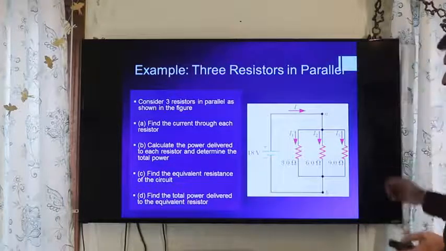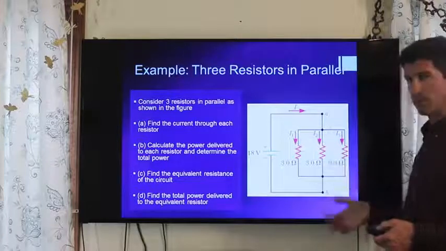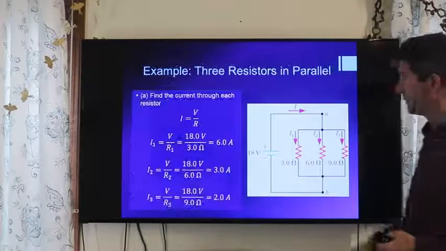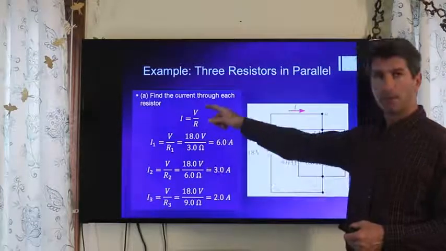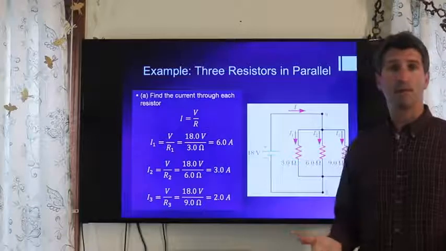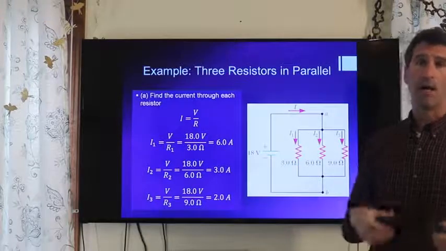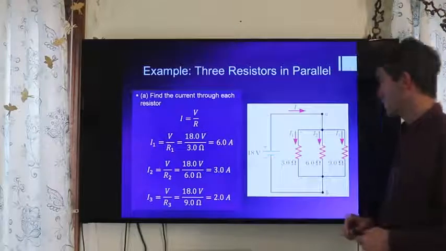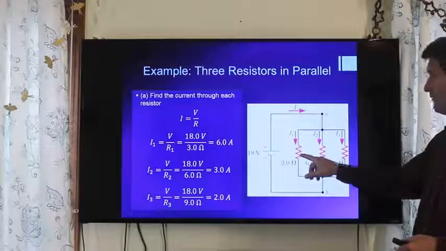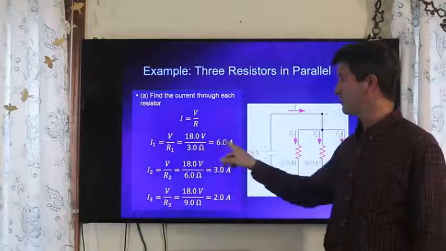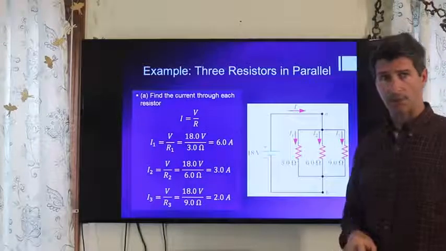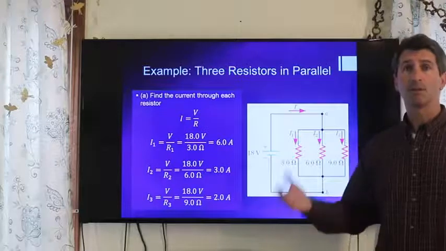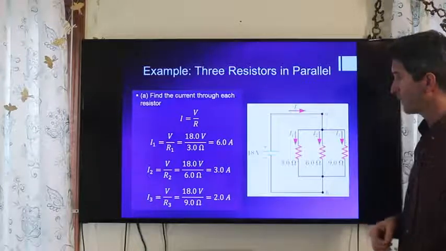So again, what do we have? 18 volts across every resistor. I want to find out what the current is. The current is equal to voltage divided by resistance. That's V equals IR, solving for I. I is V divided by R. For the first resistor, under 18 volts, it has a resistance of 3 ohms. It is going to allow 6 amps of current to flow through it. It is by far the least resistive element here, so the most current is going to go through it.